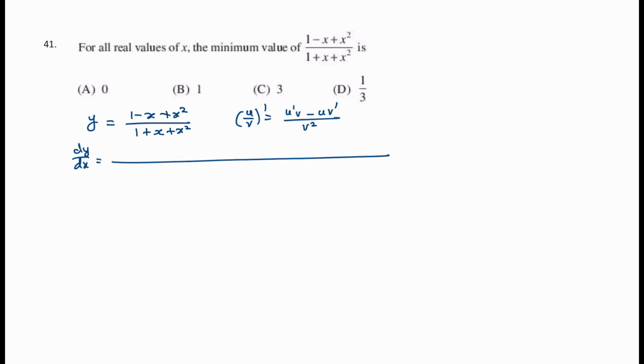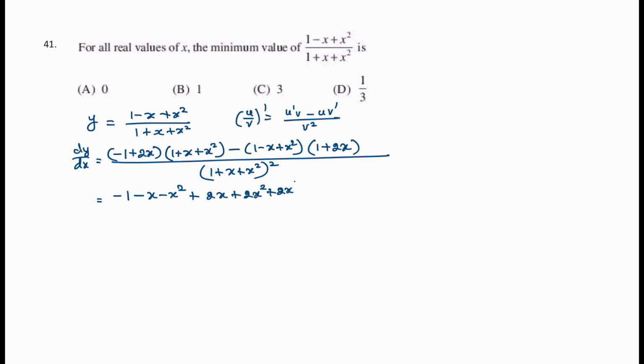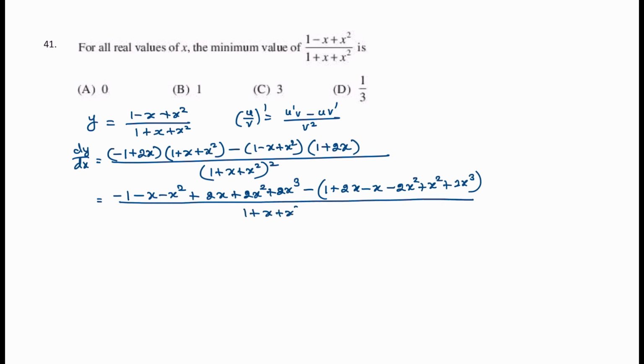u dash, the derivative of the numerator, is 0 minus 1 plus 2x, times v. v is the denominator, 1 plus x square, minus u, the numerator, times v dash, the derivative of the denominator, which is 0 plus 1 plus 2x, upon (1 plus x square) the whole square. Let us open the brackets: minus 1 minus x square plus 2x plus 2x square plus 2x cube. And here there is a minus sign, which has to be distributed over all these terms: 1 plus 2x minus 2x square plus x square plus 2x cube, divided by (1 plus x square) whole raised to 2.